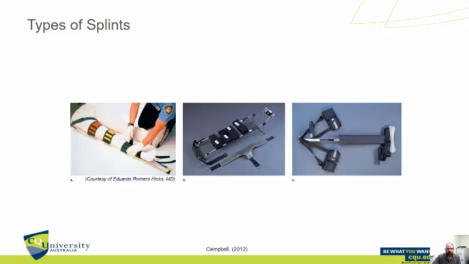Okay. This brings to the end the first lecture on extremity trauma, and there will be a series of these. We'll discuss some of the more intricate extremity traumas going forward.